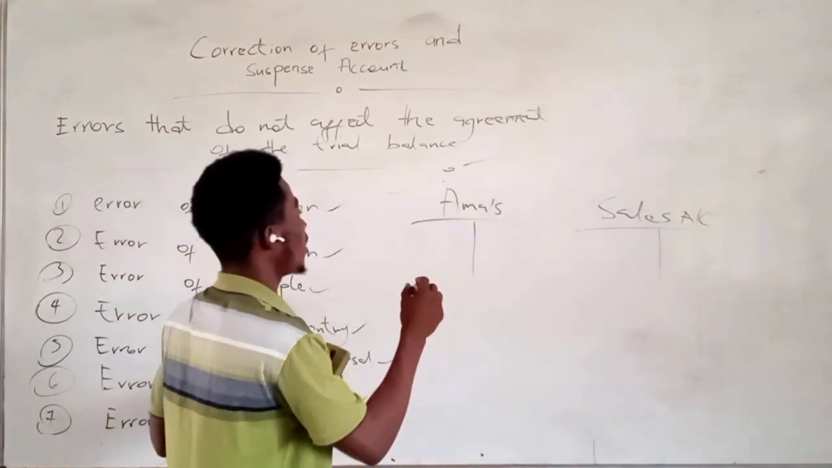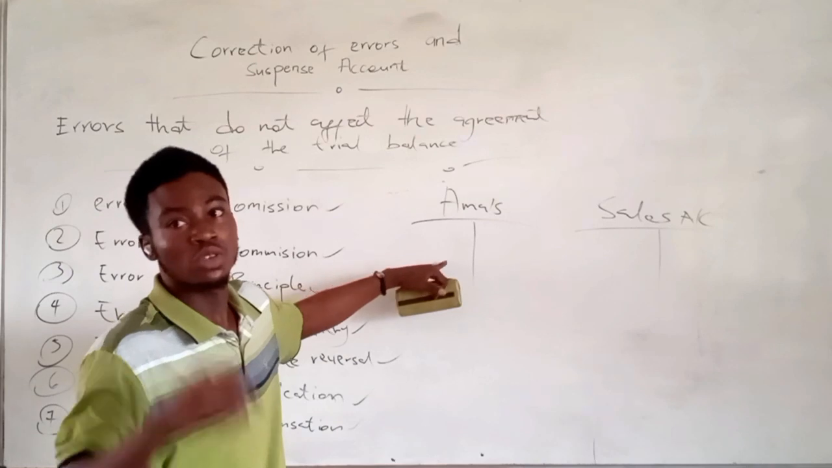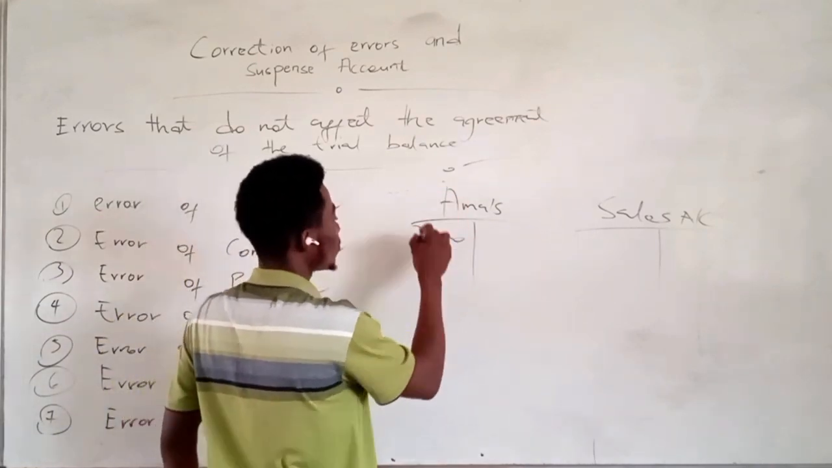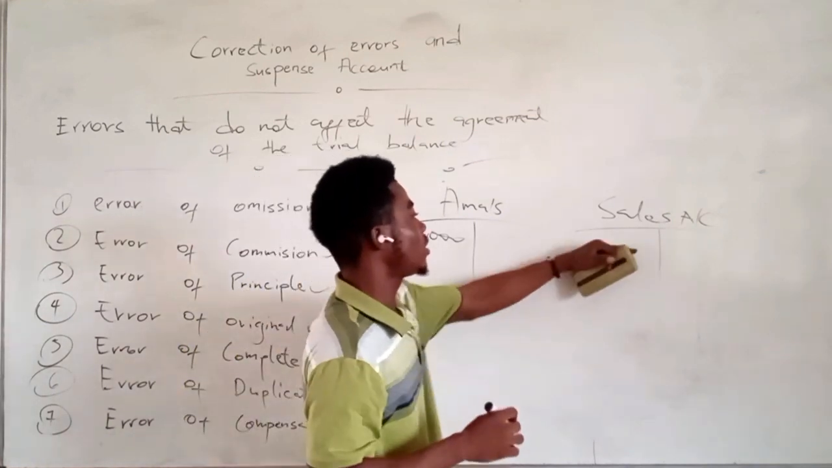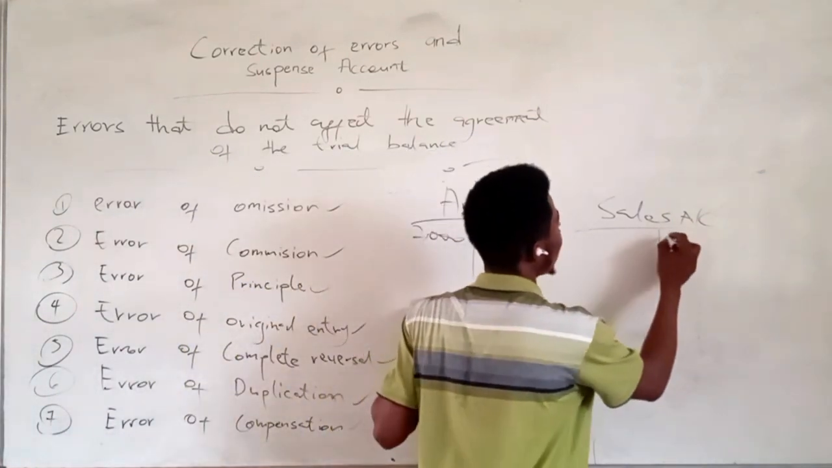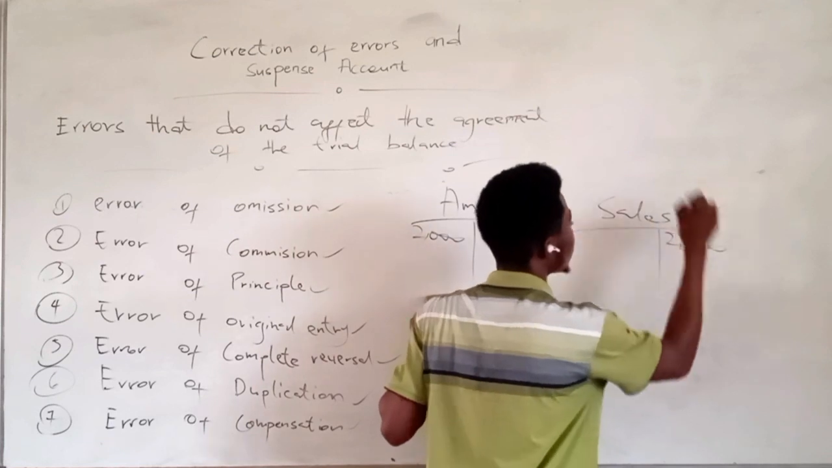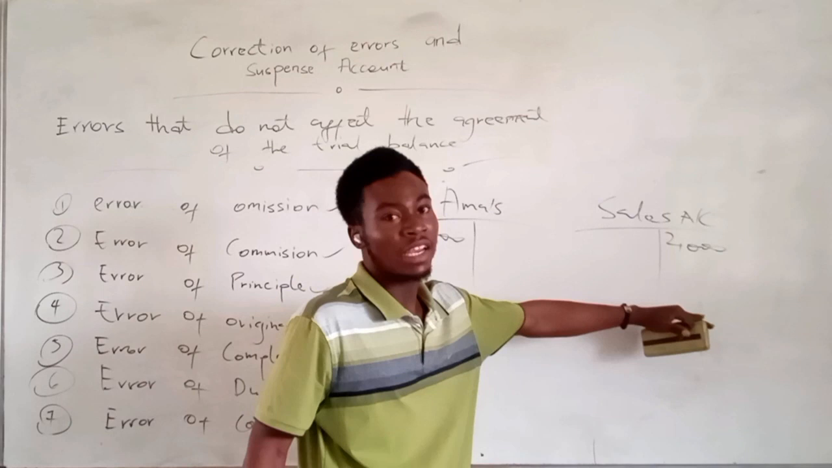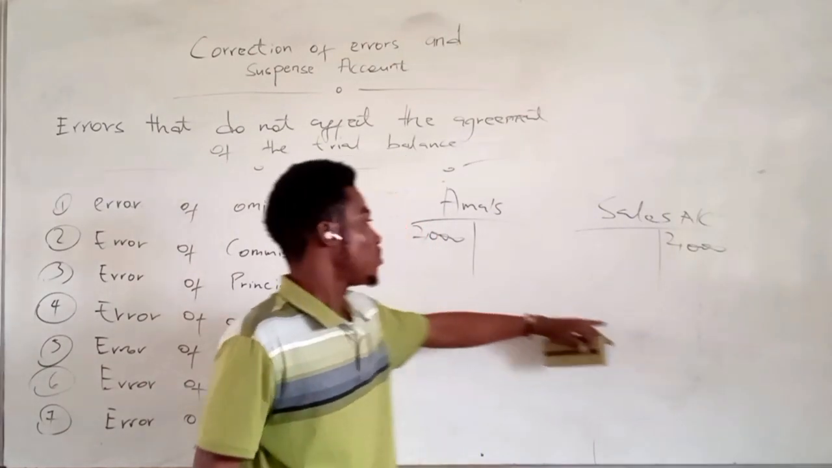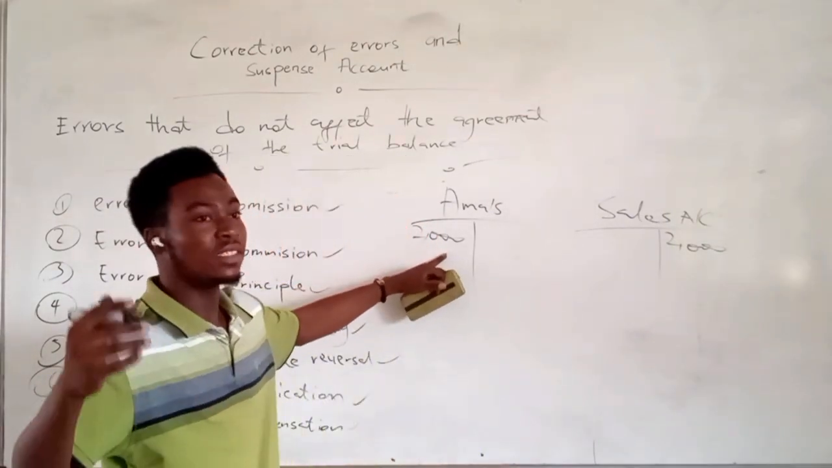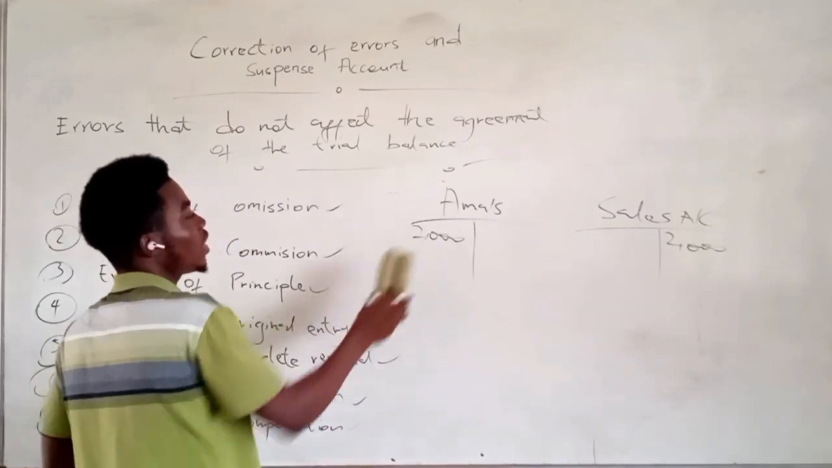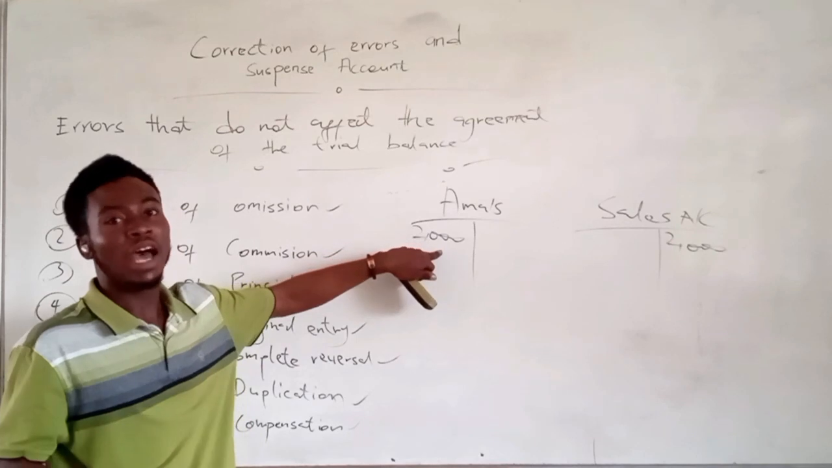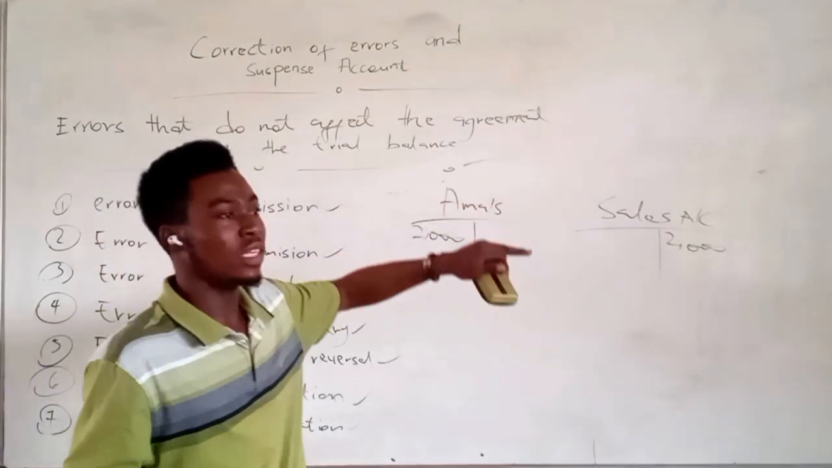So let's say Amex account was overcasted by 2,000. And then the sales account was also overcasted by 2,000. This is not going to affect the agreement of the trial balance, but the figures are going to increase. So for correction of these errors, you just have to look at the difference of the amount and then you record it at the opposite side.